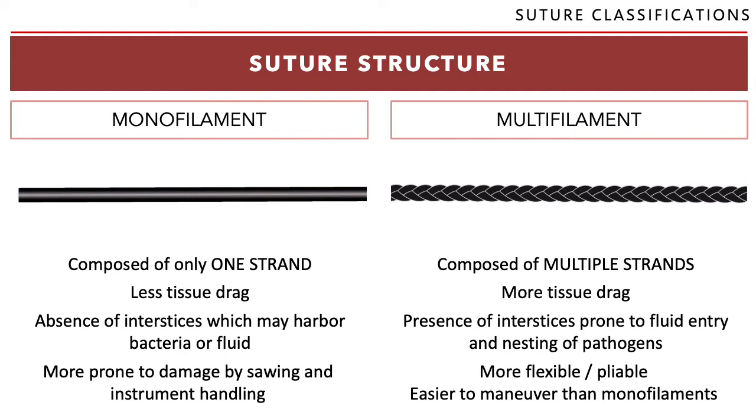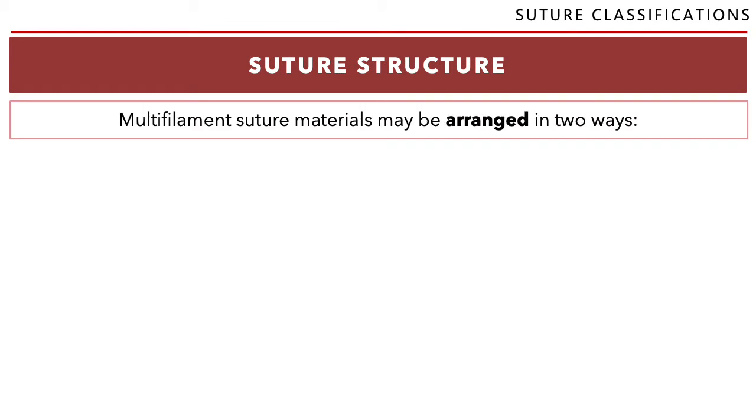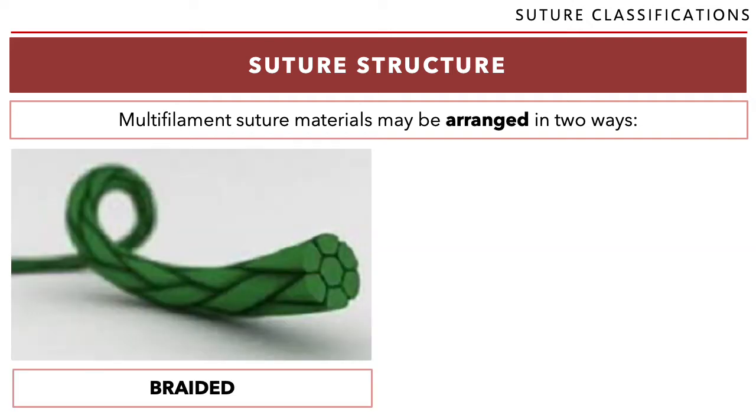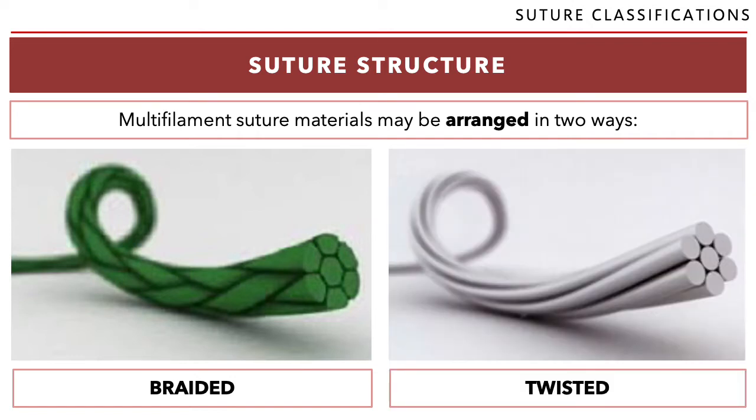Now, the thread of the multifilament suture materials can be arranged in 2 ways. It could be braided, parang tinirintas. Or they can be twisted. Is there any difference strength-wise? May difference ba siya pagdating sa anong kaya niyang gawin? Not really. It's just that the twisted tends to uncoil faster than the braided one. And most of the suture materials that we use are actually braided ones.